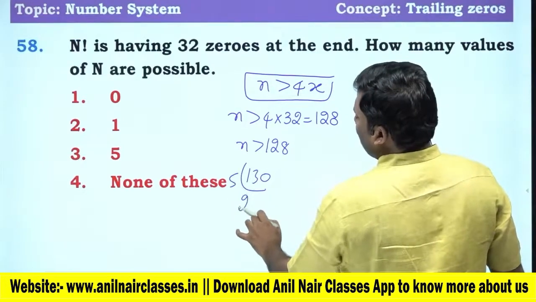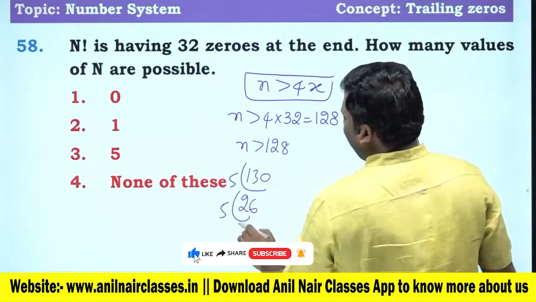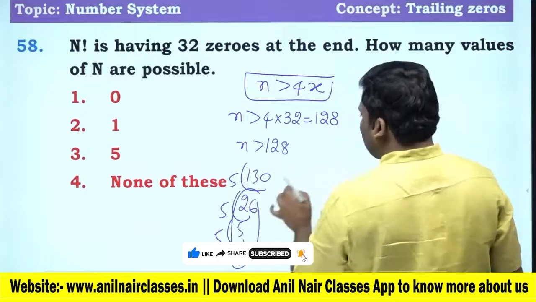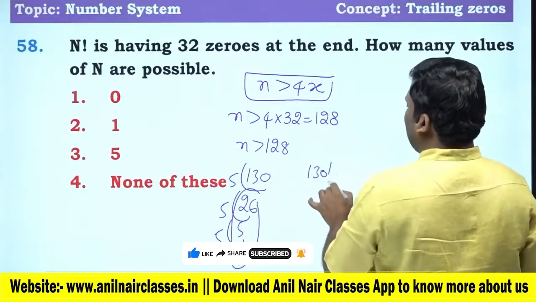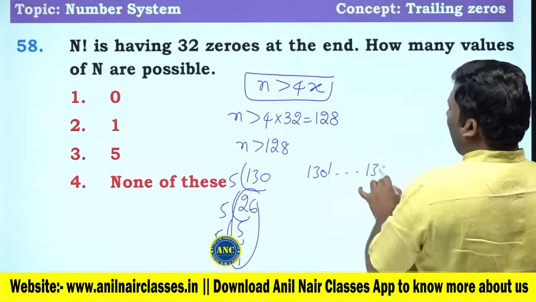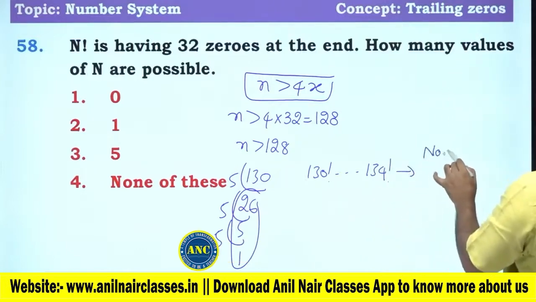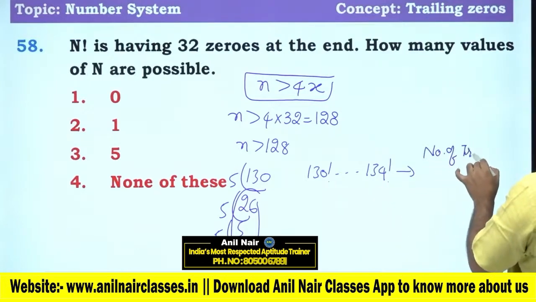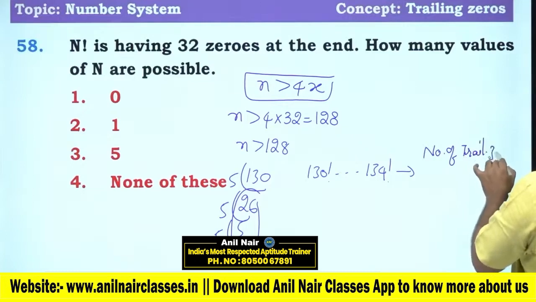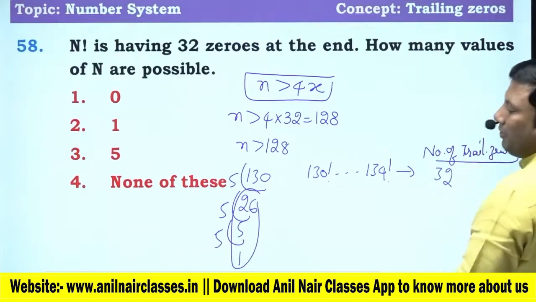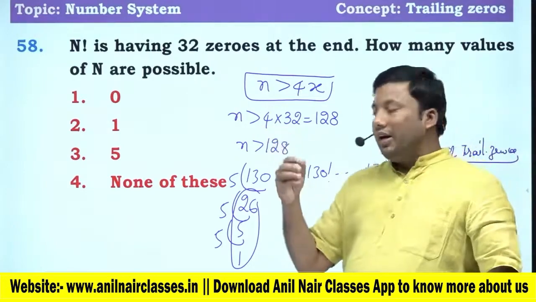130: 5 26s are, 5 5s are, 5 1s are. 26 plus 6, 32. So 130 factorial till 134 factorial, the number of trailing zeros will be the same. It is 32.